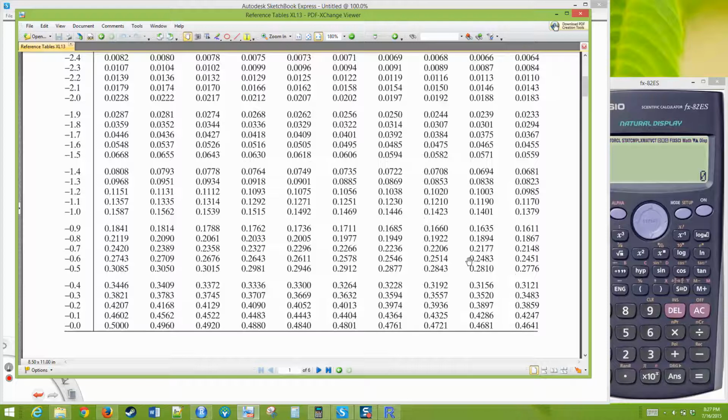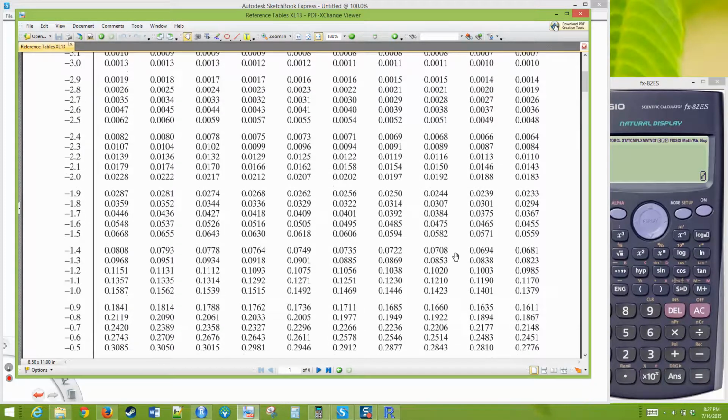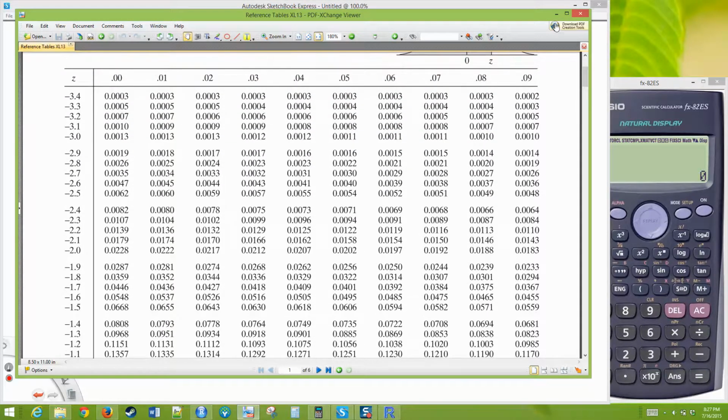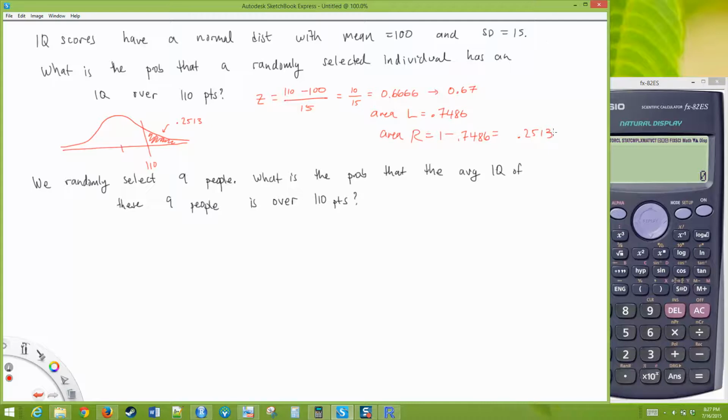0.67, yeah. Wait, what did I say? 0.2514? Yeah, I can't do my math correctly. Okay, so 0.2514. That is the answer that I'm going for. I'm hoping this was very straightforward, because that was last week's homework.